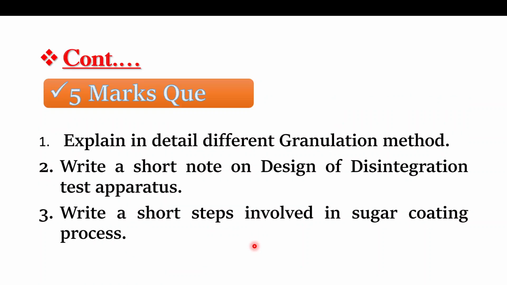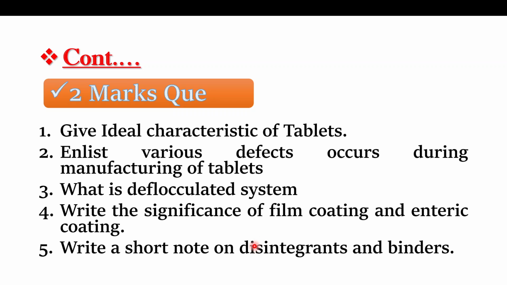Then we have already discussed these 5 mark questions. So next move forward to the 2 mark questions. In 2 mark question, the first question, ideal characteristics of tablets. So the characteristics of tablets are important from 2 mark question. Then enlist various defects occurring during manufacturing of tablets.